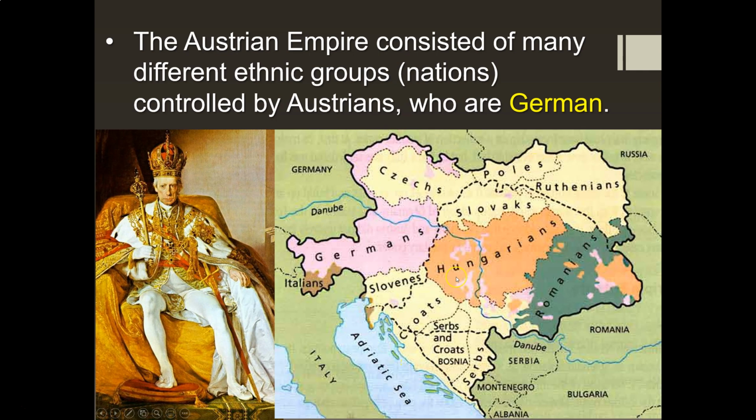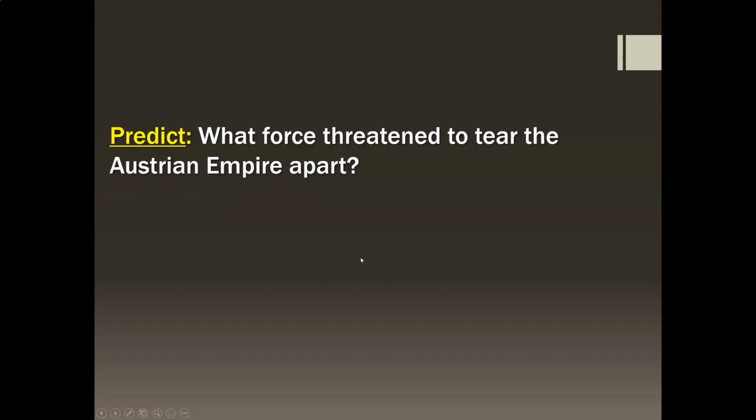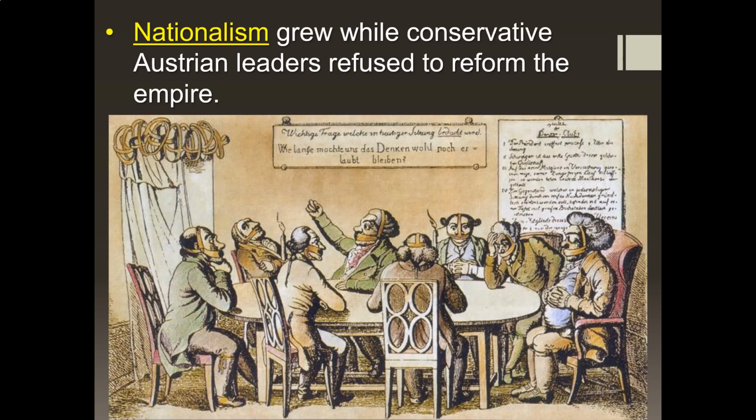So you've got a bunch of other groups you can see here by different names. All these are different nationalities who are being ruled over by the German Austrians. Now, of course, that leads us to, well, what's going to threaten to tear this empire apart? And that's, of course, nationalism, because all those other little groups, whether they're Polish or Hungarian or Slovakian or whatever, they don't feel represented in this empire.